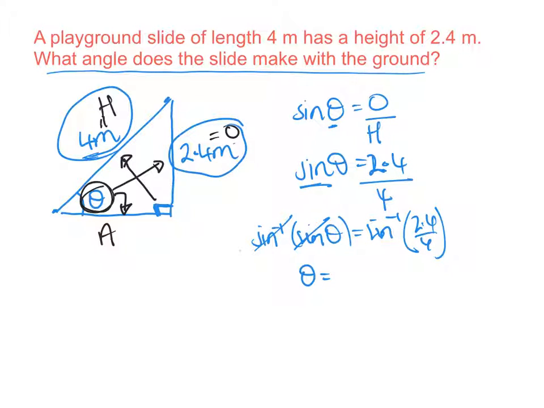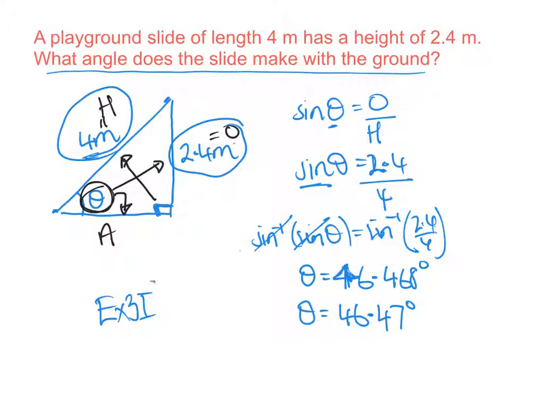And when you do inverse sine of 2.4 divided by 4, what you should find is you get 46.468 degrees, and we'll round that to 2 decimal places and say, well, that's 46.47 degrees. Alrighty, so remember, this is all to do with 3i.